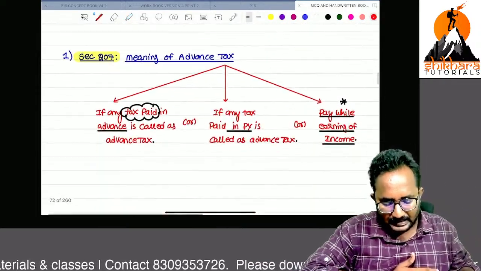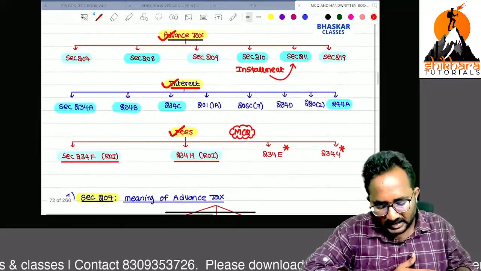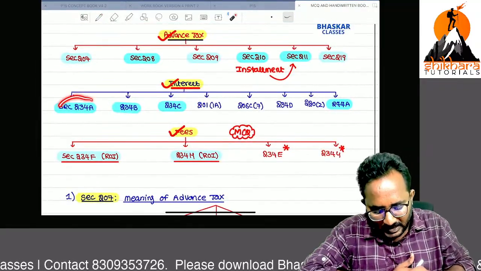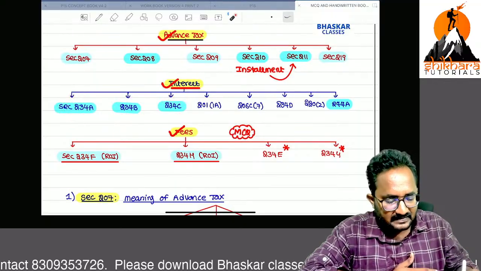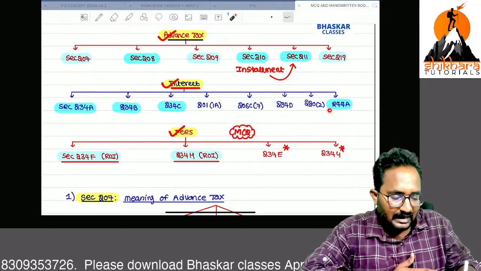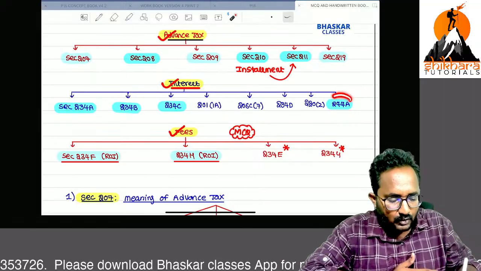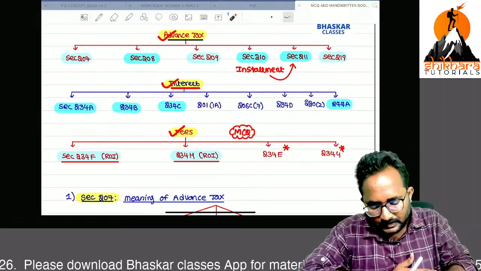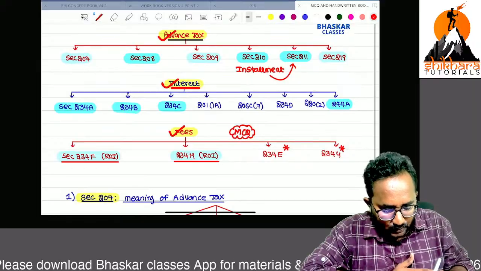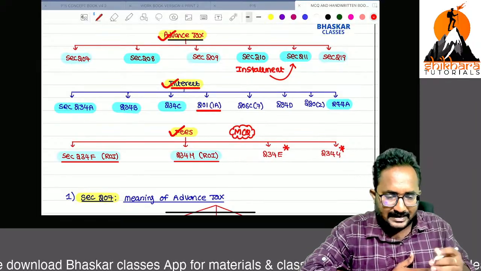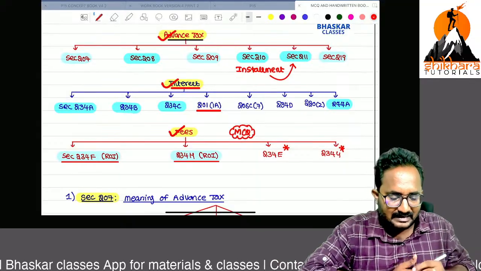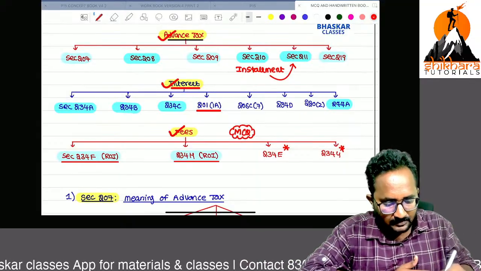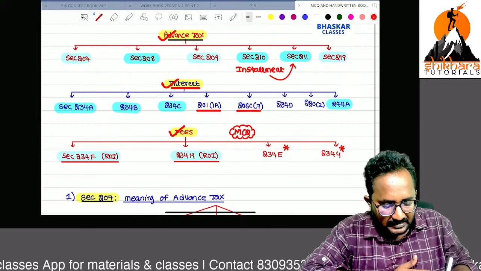Directly, I will start with 234A, 234B, 234C, and the combination problems we can discuss later on. In the last we can discuss 244A. But this is an interest related to TDS. If you deducted the TDS amount and did not deposit it with the government, you are required to pay interest under section 201(1A). And this is an interest related to TCS.